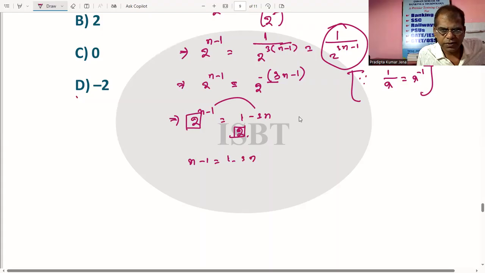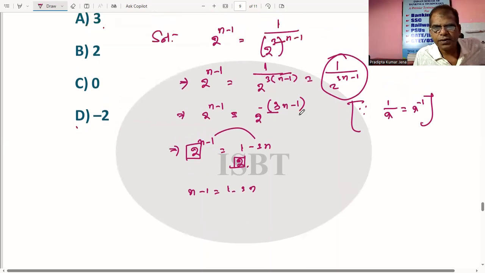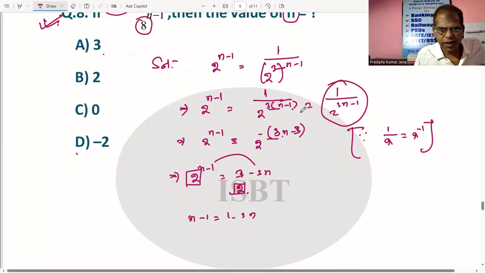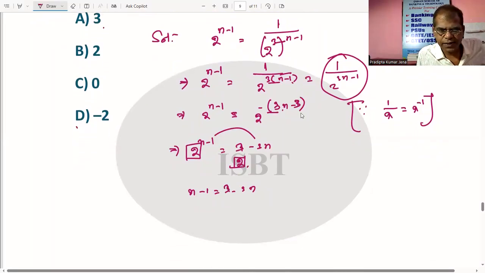Okay, so taking this over, 3n minus 3, sorry, now 3 minus 3n... So now you can write here 4n is equal to, from here it comes 4. So 4 cancel, n is equal to 1.